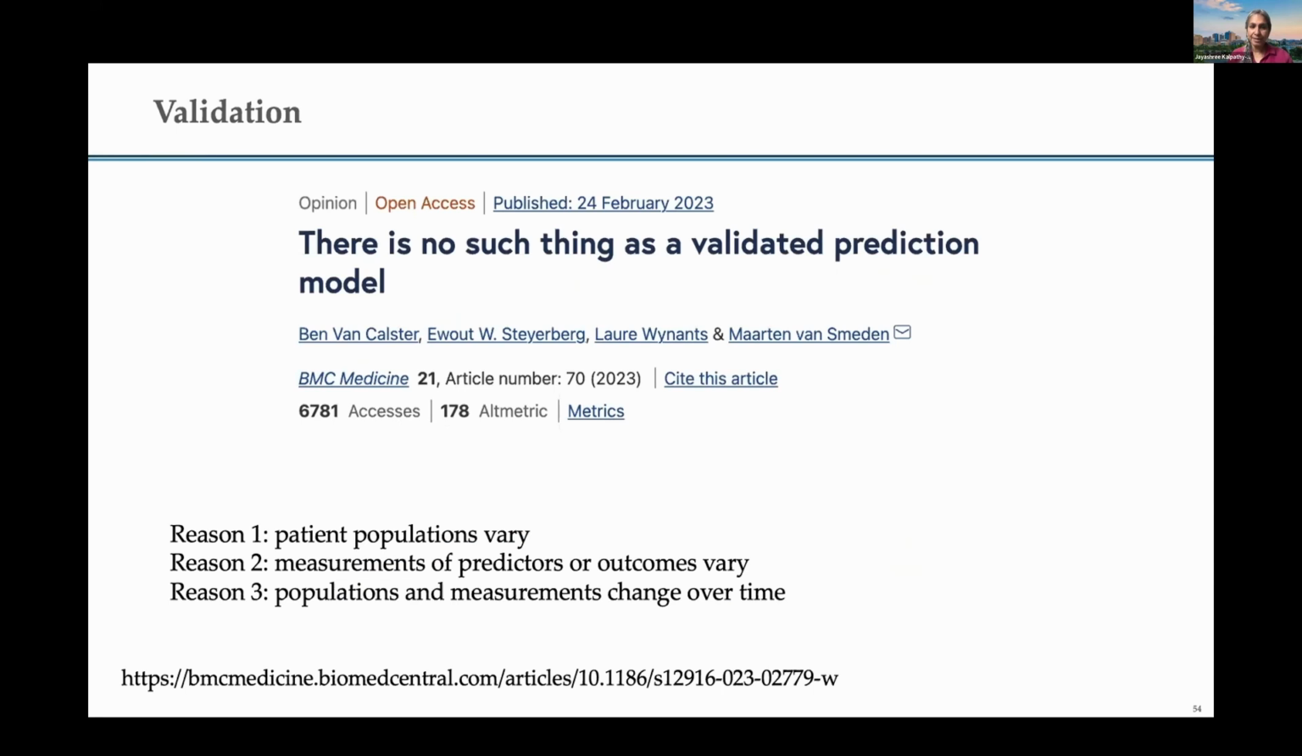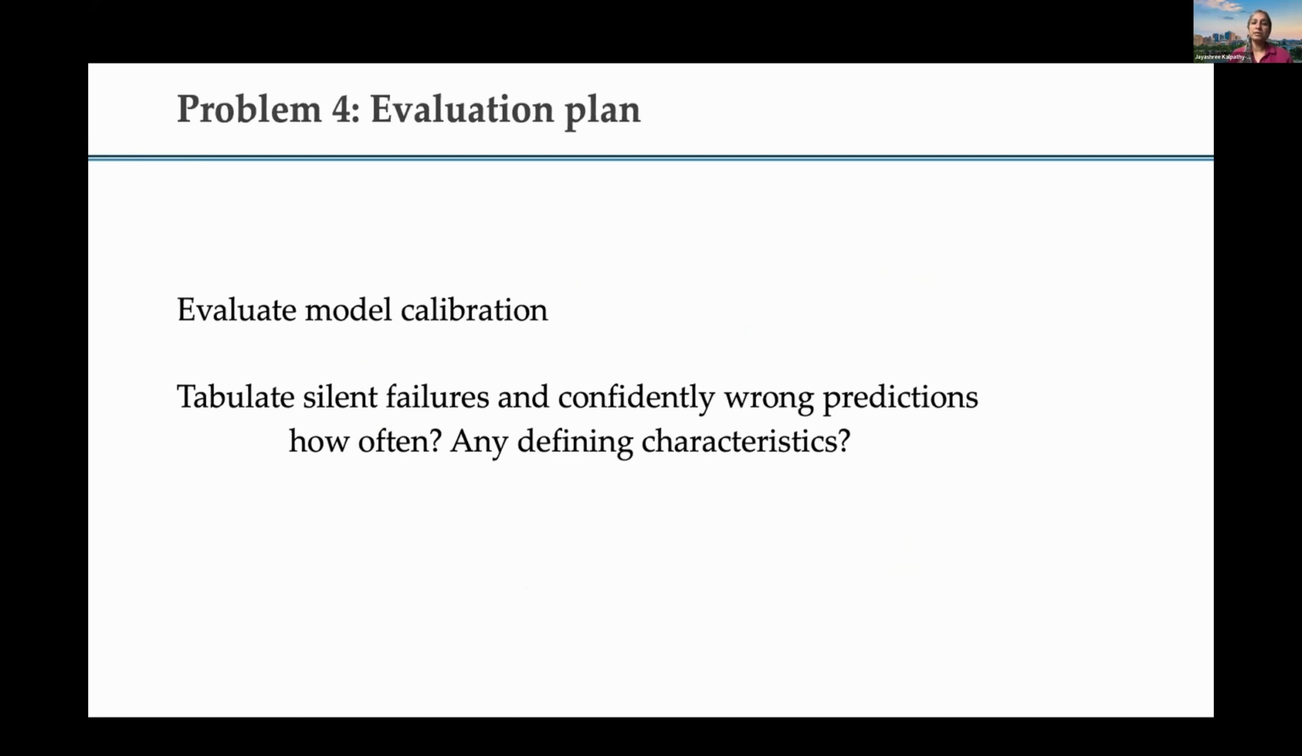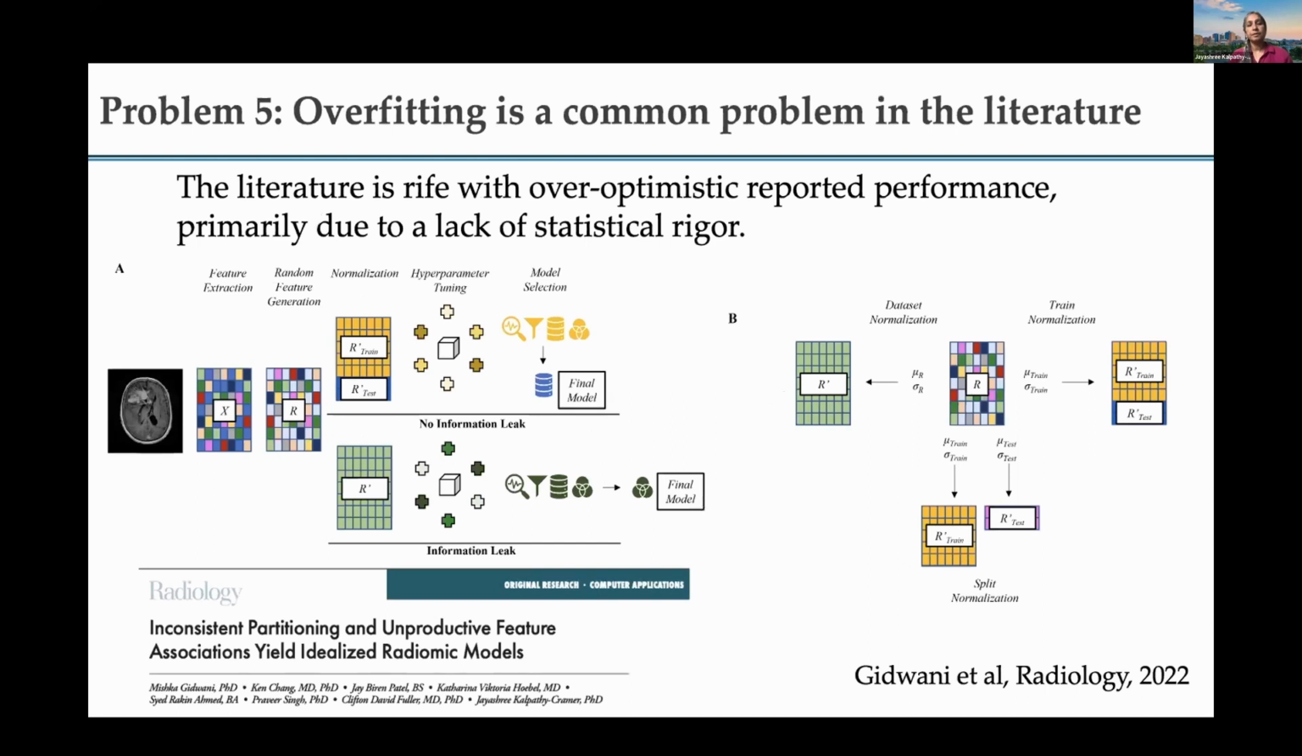This is a fairly recent publication, actually, from just earlier this year, saying there's no such thing as a validated prediction model. And there are many reasons for that. Patient populations might vary. So basically, all of the kinds of covariate shifts or label shifts or things like that can cause the association between the model's output and the input to change over time as well. So I think the take-home message is we really need to understand model calibration. We need to continuously monitor the model performance, get a good sense of what are the characteristics of failures. Are there attributes that might help us understand what the failure cases are?